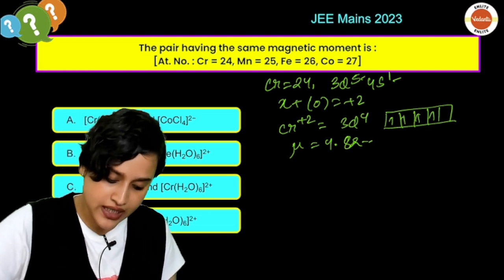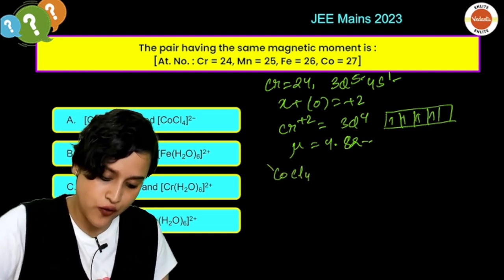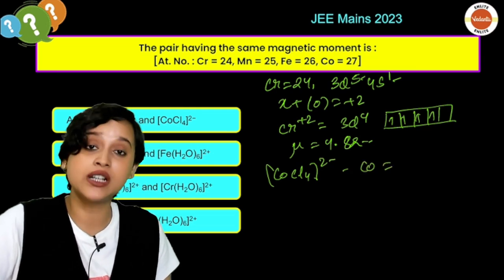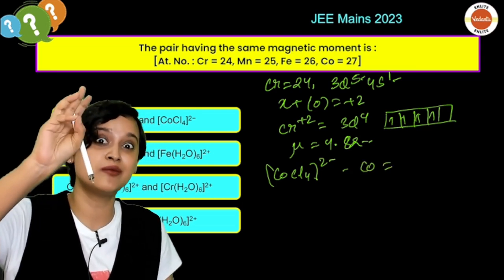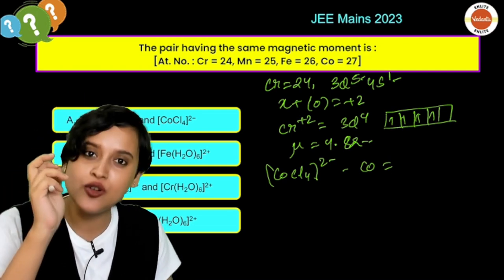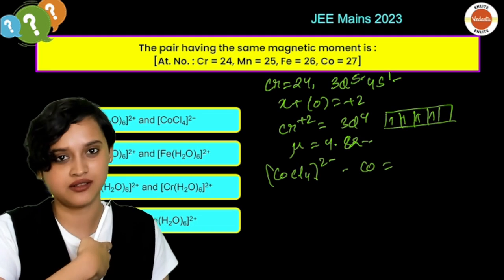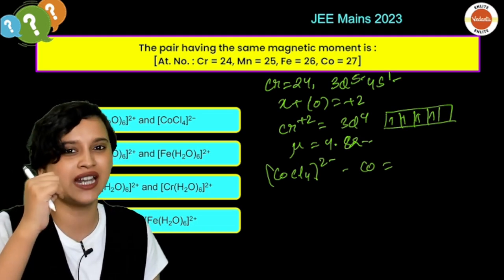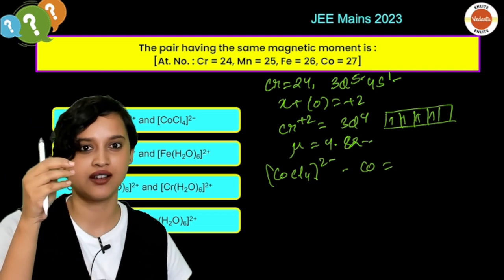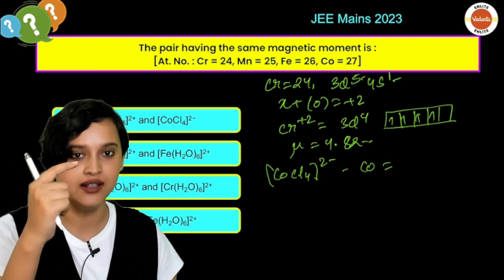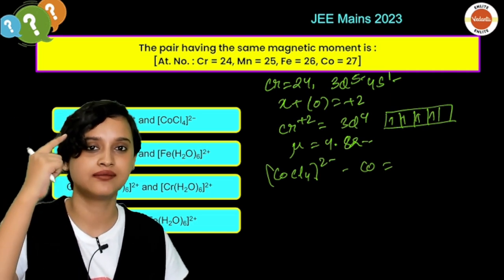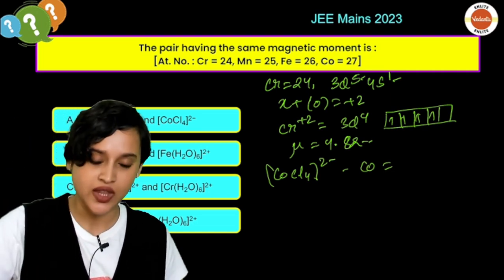Now for CoCl4 2-, let's find out. Again, we know that Co has an atomic number. Scandium, titanium, vanadium, chromium, manganese, iron, cobalt, 27. Do you know why I'm counting? Not because I don't know. I know there will be some students who think, ma'am doesn't know the concept, that's why she's counting. I'm only doing this again and again so that every time I say it, it gets in your head and you learn it.